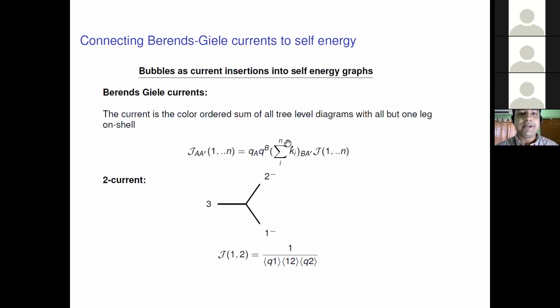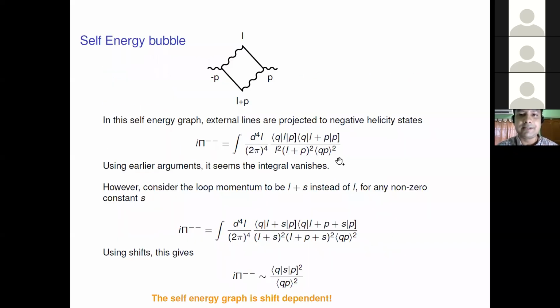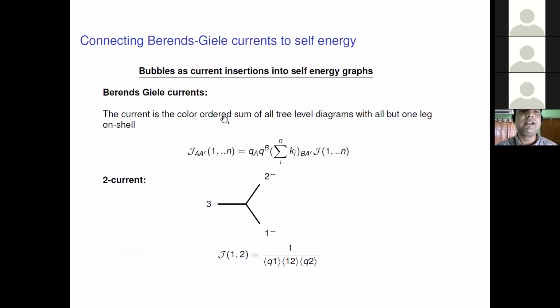And why is it important? It is important for the following reason, as I will explain. First of all, I will explain a bit about the Berends-Giele currents. How are the bubble graphs built from the self-energy graph? The bubble graphs are built from the self-energy graph by gluing Berends-Giele currents. These are the self-dual currents in self-dual Yang-Mills. So what is the current? The current is a color-ordered sum of all tree-level diagrams with all but one leg on shell.